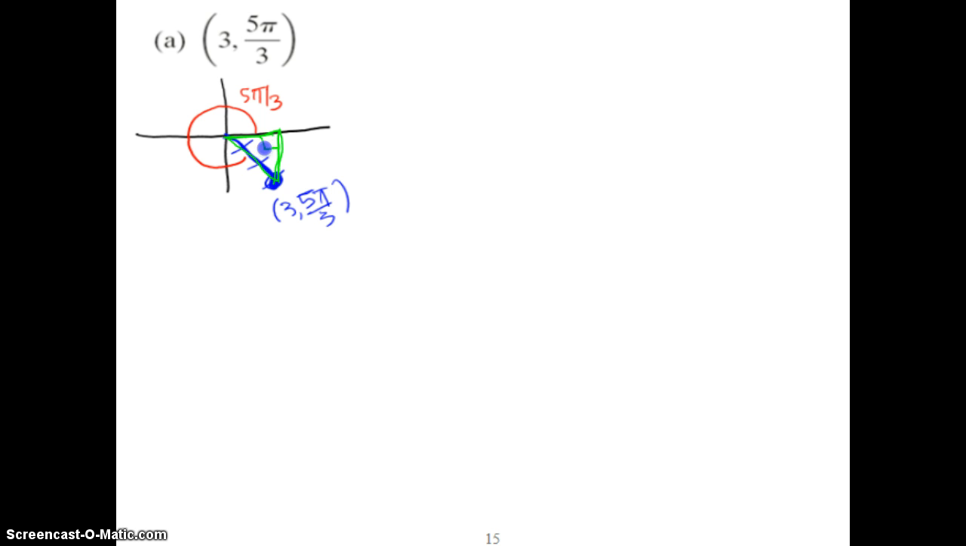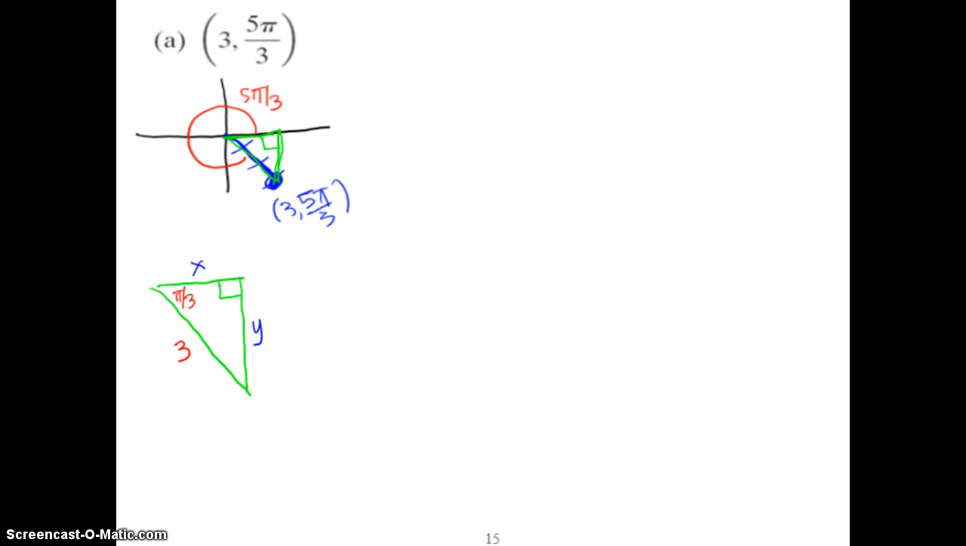So if we take this point, draw a little triangle, we can use what we know to fill in the sides of the triangle. One thing we know about this triangle is that the r value is 3, so the hypotenuse of the triangle has to be 3. We also know that this is at an angle of 5 pi over 3, so that means the reference angle for this triangle is going to be pi over 3. So if we know an angle and we know a side, to find the rectangular coordinates, do you see that we want to just find the x value and the y value of this triangle?